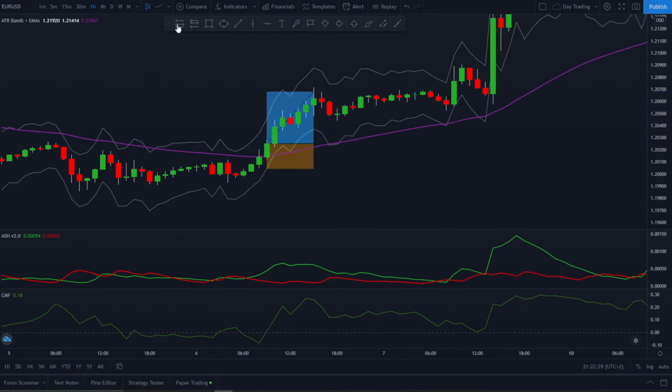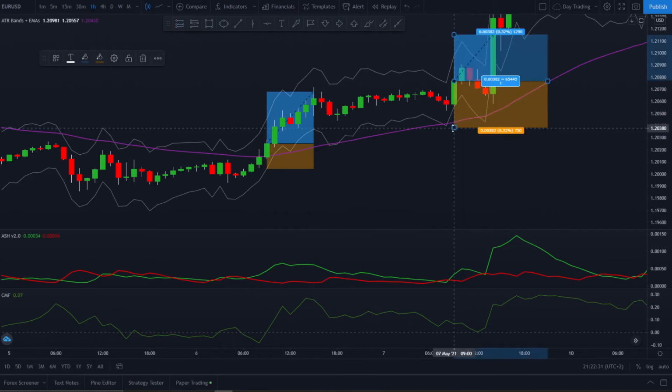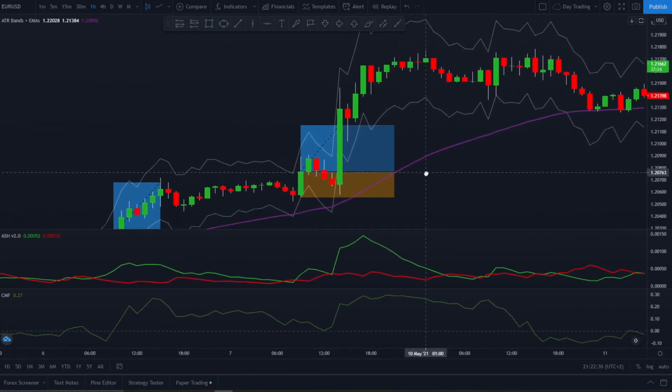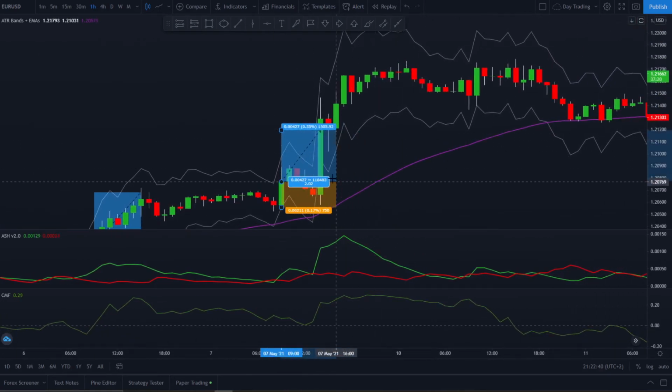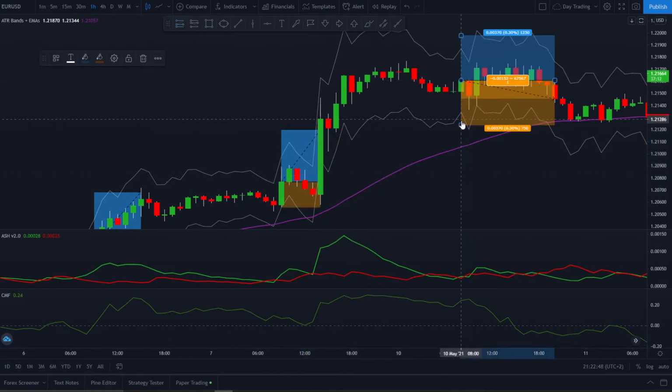Here is another example. All rules are met. Buy on close and SL 2 times ATR below entry. This trade happened to be a loser.